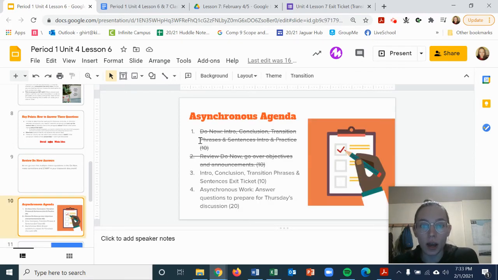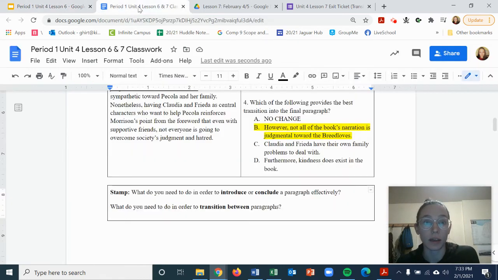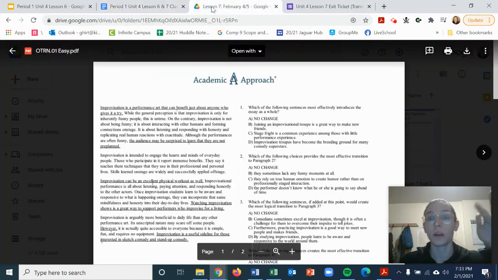Okay, so we have gone through our do now. We've reviewed those do now questions. Your stamp should have said something like, sum up the main idea, right? Introduce, conclude. We need to sum up the main idea of that paragraph. Transition between paragraphs. We need to, again, consider the main ideas of both paragraphs and pick a word or phrase that shows the correct relationship between them. So with those stamps in mind, we are going to do an exit ticket.